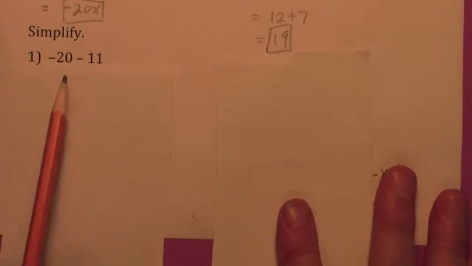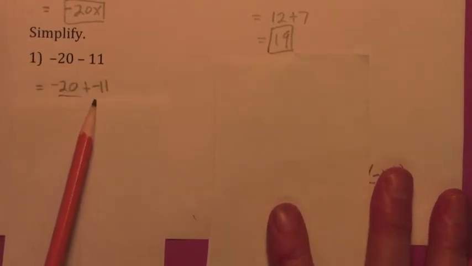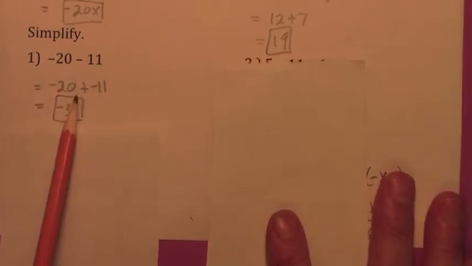It's negative 20 minus 11. So you change the minus sign to plus a negative, so it becomes negative 20 plus negative 11. So the answer is negative 31.